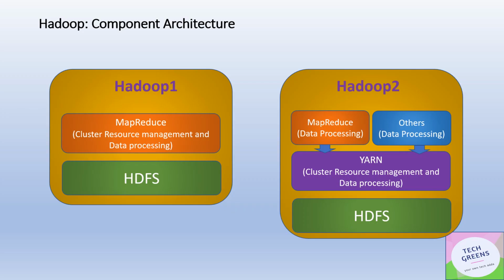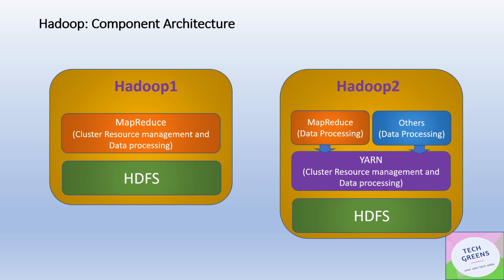So guys, let's see the component architecture for Hadoop. Currently we have Hadoop 3 available as a general release, but the main difference when we look at the component architecture comes between Hadoop 1 and Hadoop 2. In Hadoop 3, there are not major changes from the component architecture standpoint. So let's look at the difference between Hadoop 1 and Hadoop 2 from the component architecture perspective.